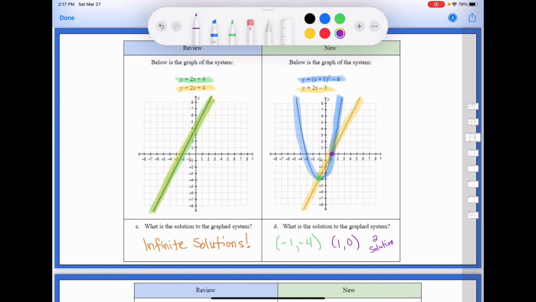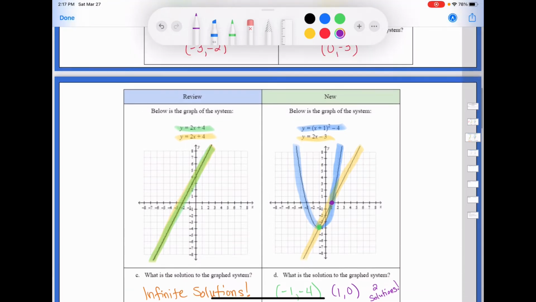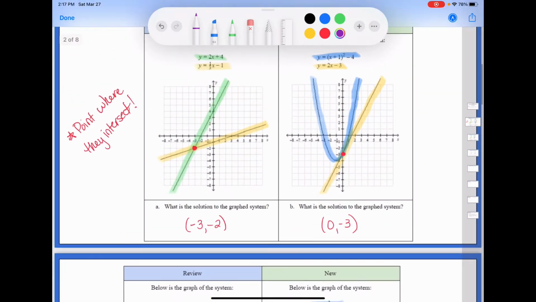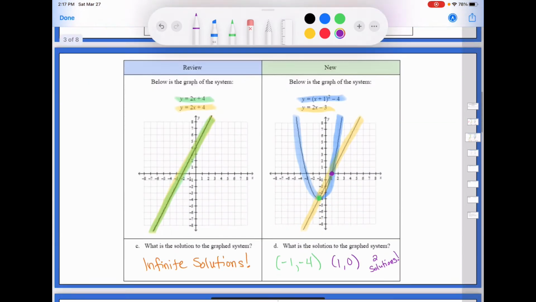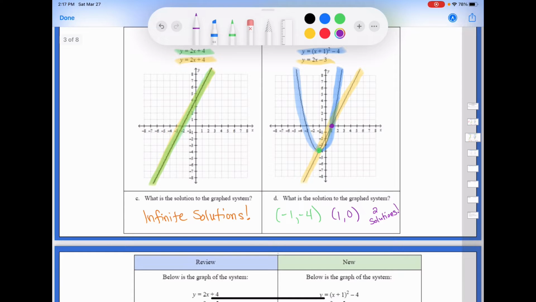So that can happen when I have a line and a parabola. I can't have an infinite number of solutions because they'll never overlap all the time, but they could overlap in more than one place. So this one was only one solution, right? They touch in only one place, just like that pair of lines. But this one has two solutions. Could I have more than two solutions?